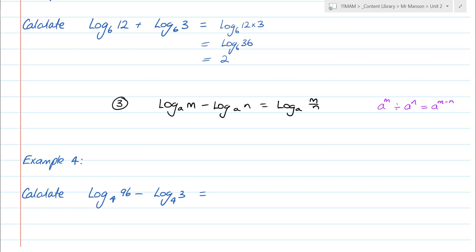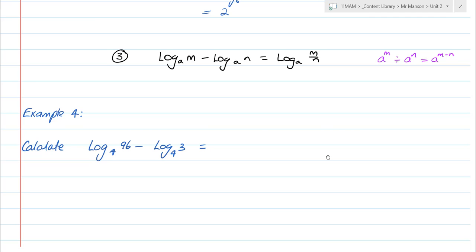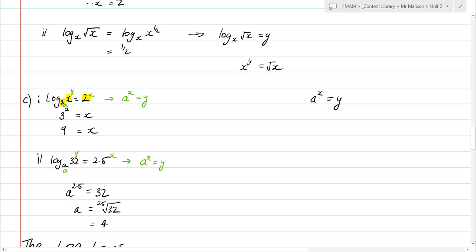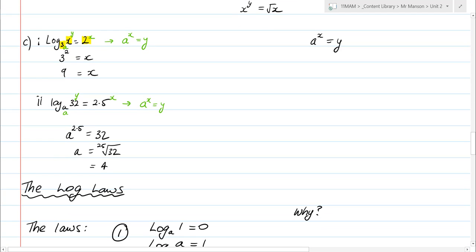And doing another clever example of that, log base 4 of 96 minus log base 4 of 3 is log base 4 of 96 over 3, which equals log base 4 of 32. Does anyone know 4 to the power of what equals 32? 2.5. How'd you know that? We did it earlier? Yeah. Nice. We did do it earlier. Thank you for remembering. We didn't do that exact question, but our second example up here gave us log base a of 32 equals 2.5, and the answer was 4.